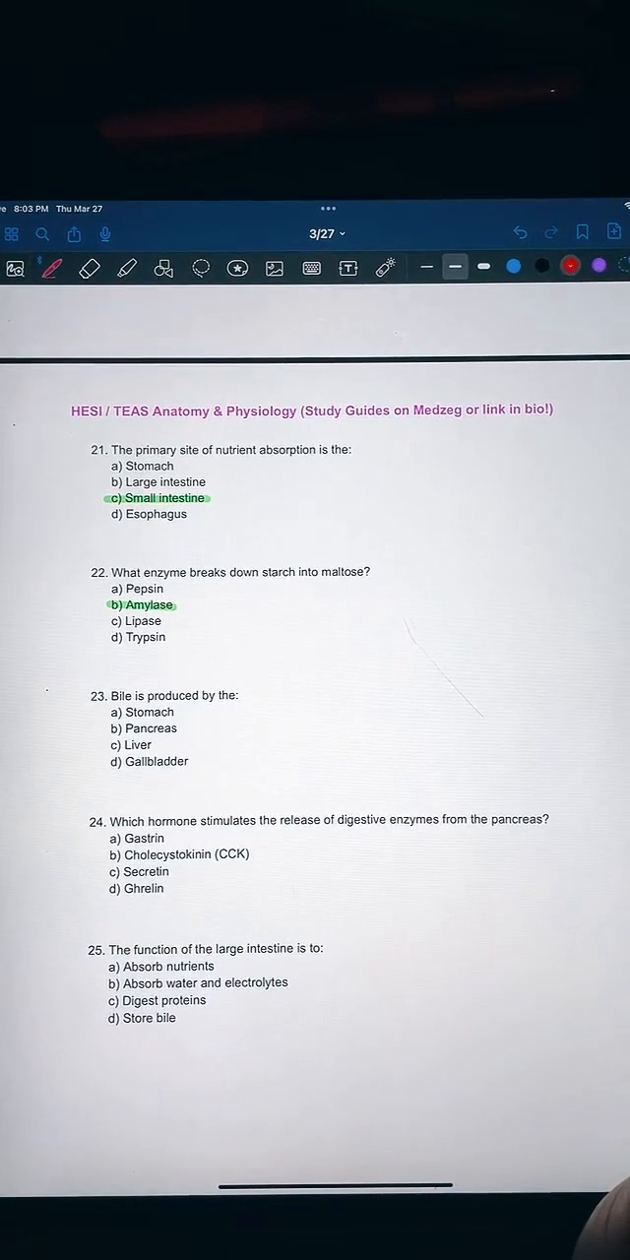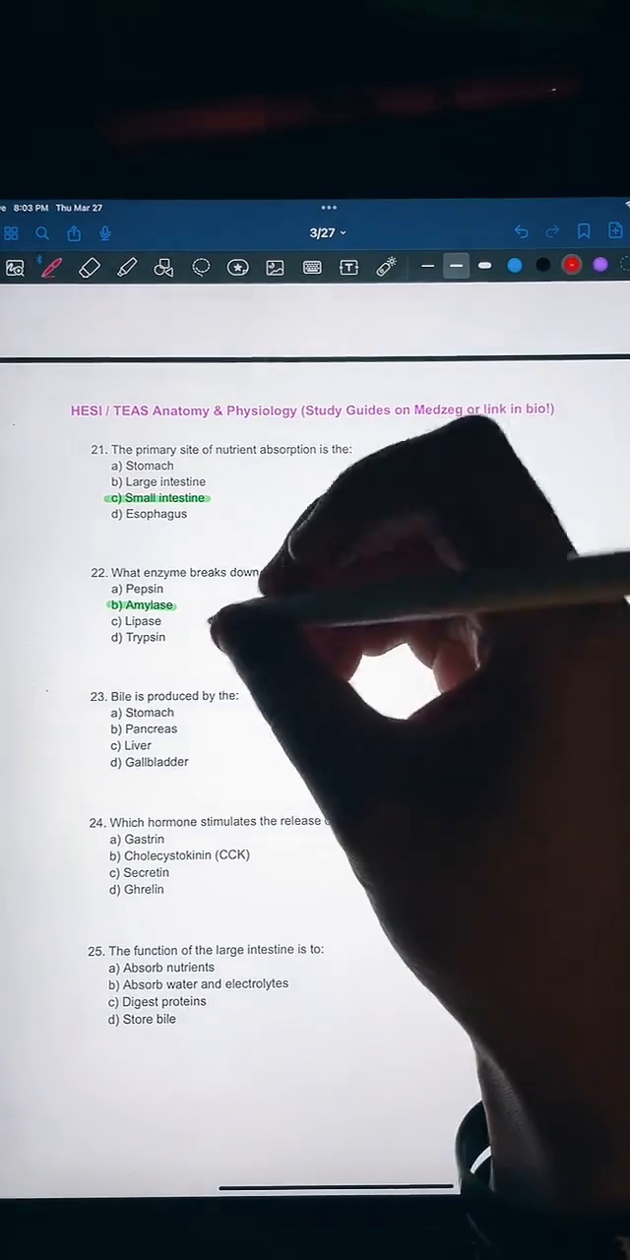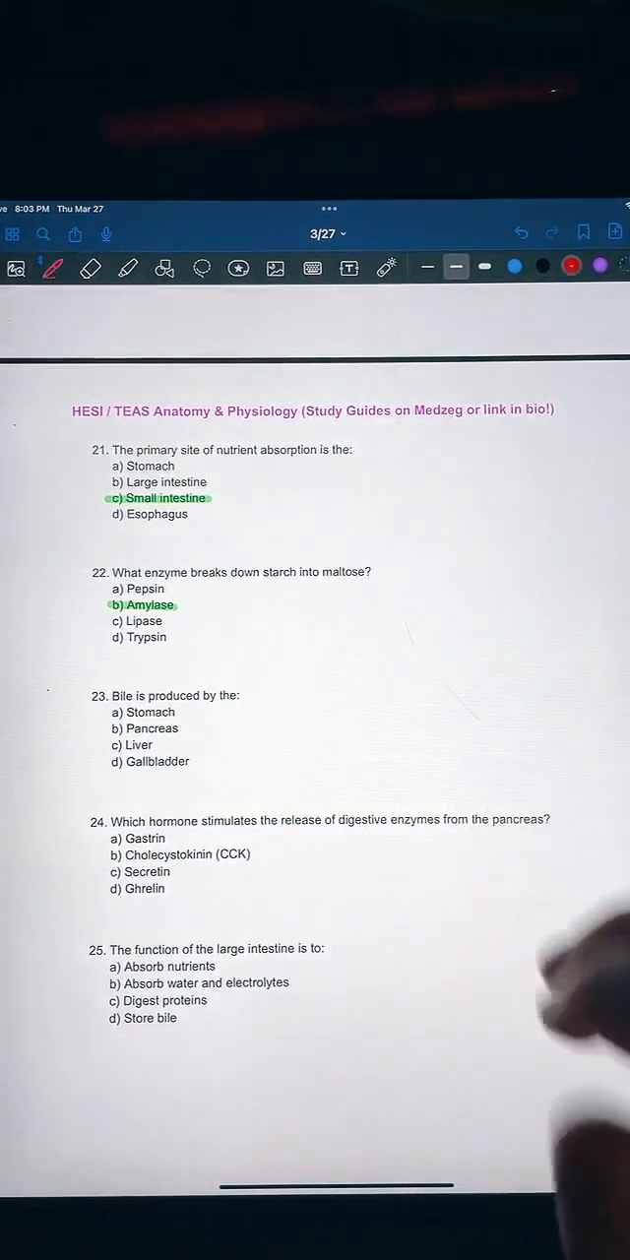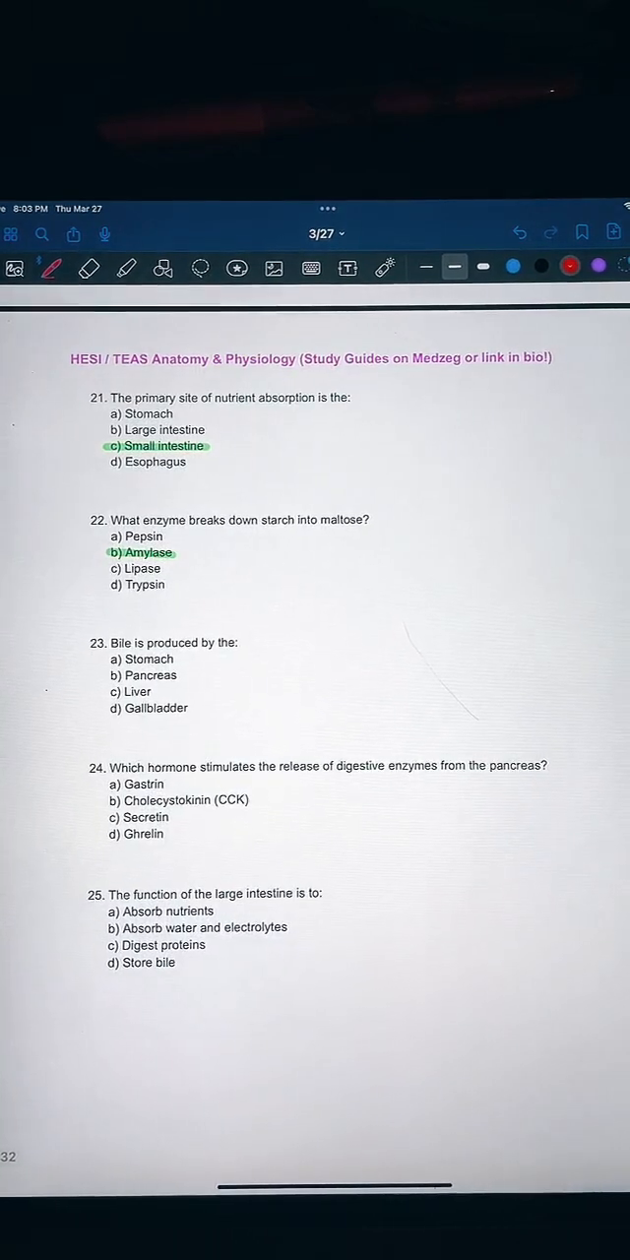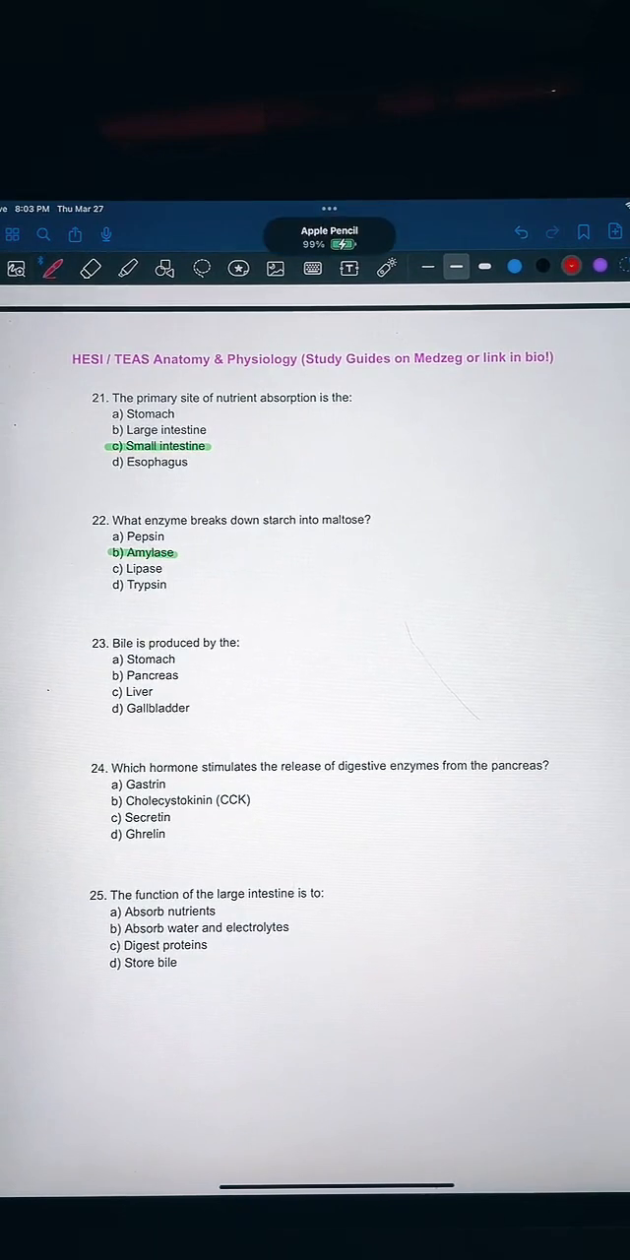Amylase is produced by the salivary glands and the pancreas. So you have salivary amylase and you have pancreatic amylase. Moving on to 23, bile is produced in the... Some people do get this mixed up, but let's go over it.